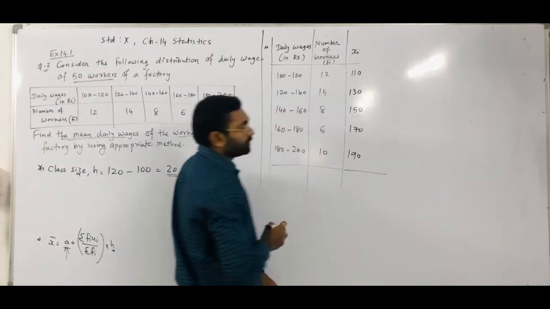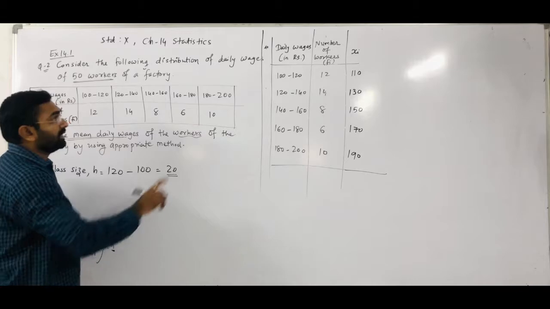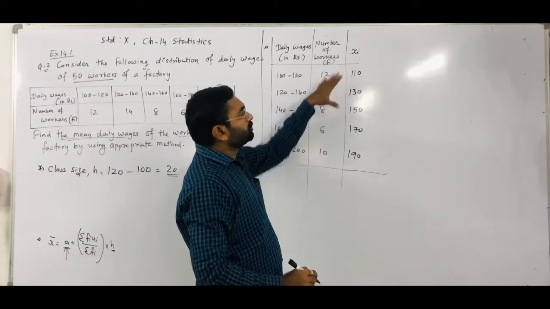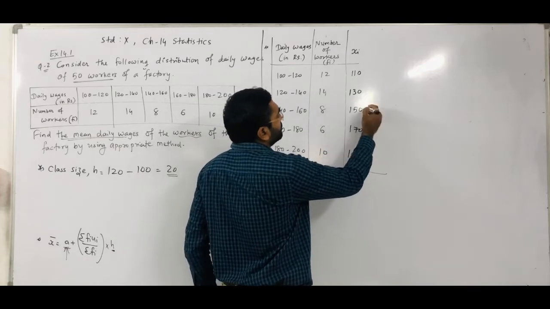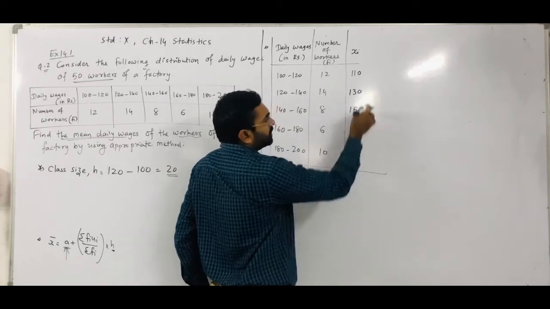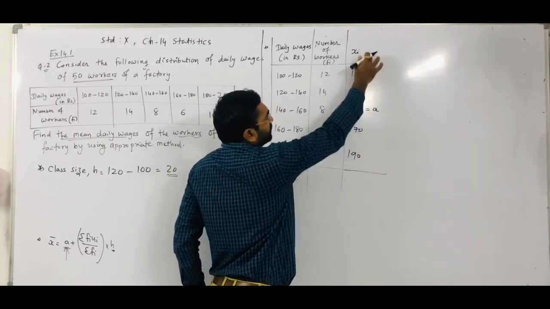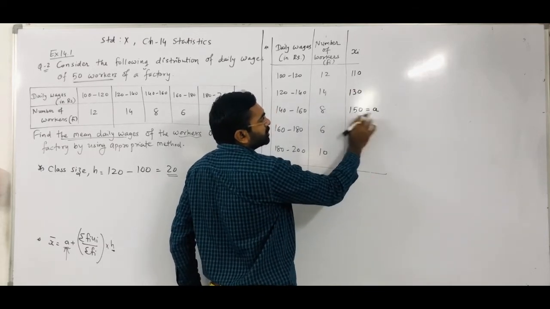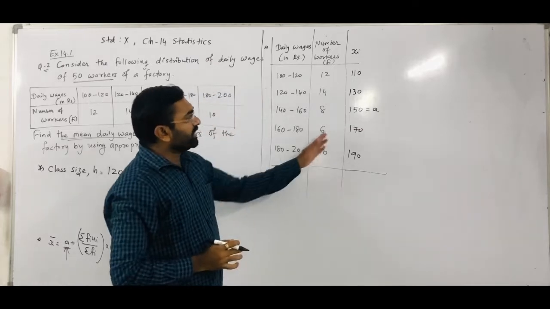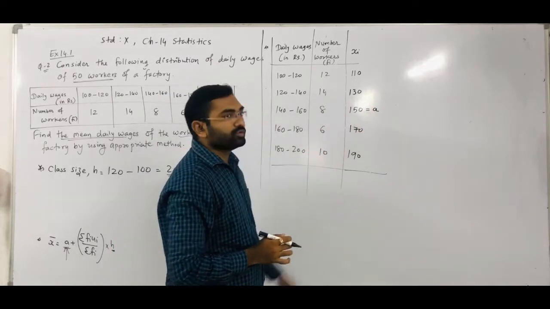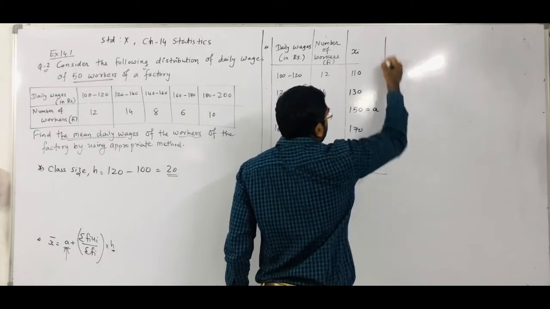Right? Now, as I told you, the a value we get from the xi column. For the easiness of the sums, we have to assume the a value which is the midmost value of the xi column. The midmost value is 150, right? From the upper one and from the lower one, the midmost value is 150. So we assume the mean as 150. So the a value we assume as 150, right?